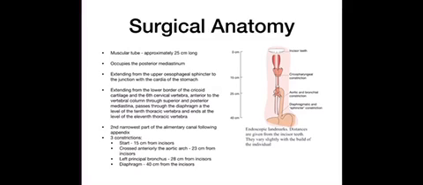It is the second narrowest part of the alimentary canal following the appendix. It has three constrictions, namely starting from the incisors, at 15 centimeters and at 23 centimeters when it is crossed anteriorly by the aortic arch, and at 28 centimeters when it is crossed by the left principal bronchus, and at the level of the diaphragm, which is at 40 centimeters.